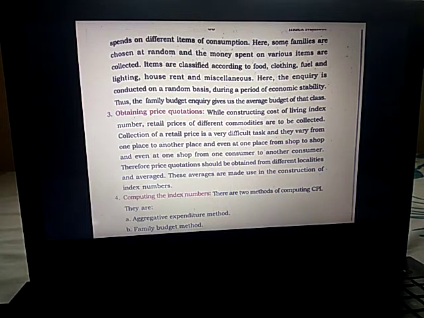The fourth step is computing the index number. There are two methods of computing the CPI, that is, the consumer price index number. They are the aggregative expenditure method and the family budget method.